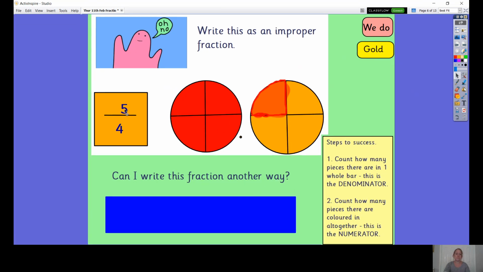So once again, this is an improper fraction, which is how I was asked to write it. It's an improper fraction because it's top heavy. The number on the top, the numerator, is bigger than the denominator. So I've got myself an improper fraction.